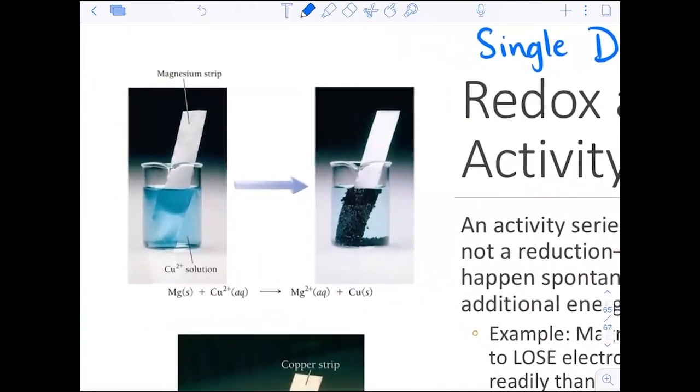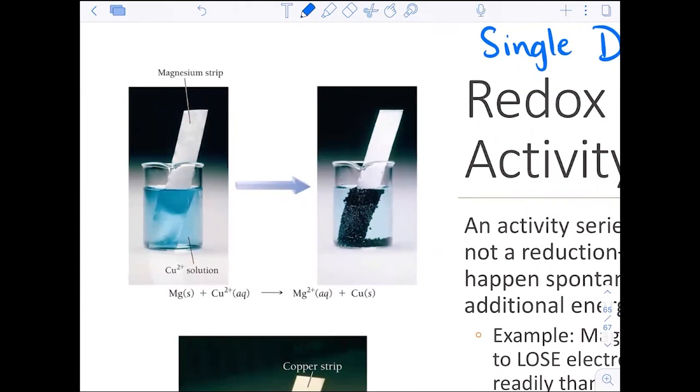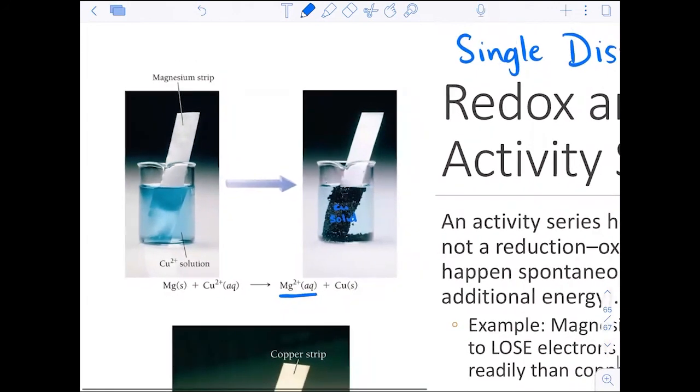like what we see up here in this picture, the copper starts plating as a solid on the actual magnesium strip. And the magnesium strip is actually crumbling to make magnesium plus 2 ions in the solution. So 2 electrons from magnesium are going towards the copper. How do I know there's 2? Magnesium goes from a 0 to a plus 2 oxidation state. Copper goes from a plus 2 to a 0 oxidation state. So that plus 2 exchange literally means 2 electrons are being transferred.